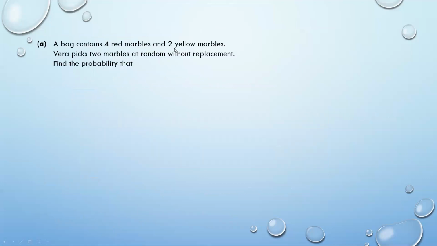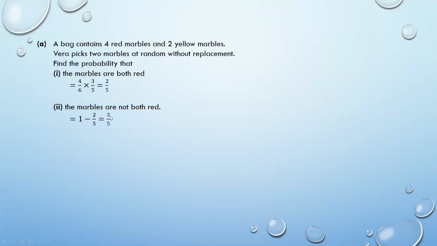A bag contains marbles, 2 yellow, 4 red, 2 yellow. Pick 2 without replacement. Find the probability that both marbles are red. So it must be red and red. Okay, so you see every time you don't put it back, so the total reduces. This one also reduces, so times 2 to get that. Not both red means you don't want both red. So 1 minus this, so it's 3/5.